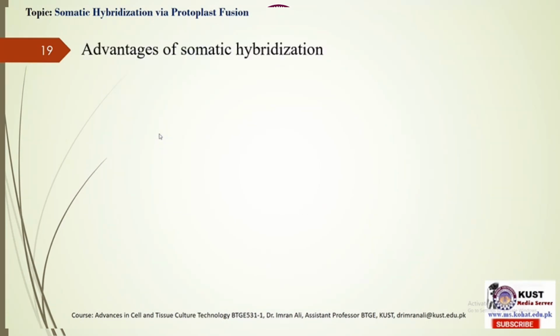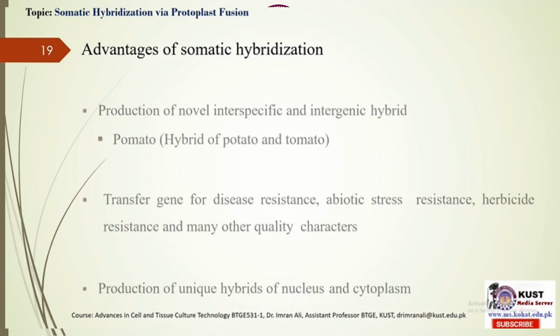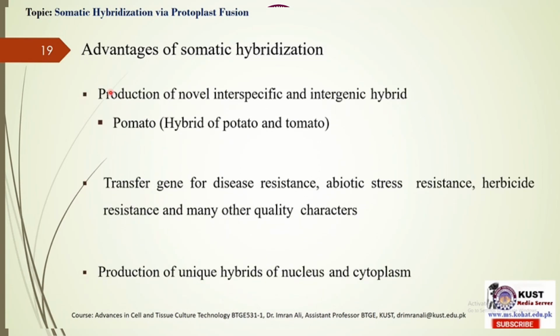Now let's move towards the advantages of somatic hybridization. Somatic hybridization can be useful in the production of novel interspecific and intergeneric hybrids. For example, pomato, it is a hybrid of potato and tomato. It is also useful for the transfer of some agronomic traits, for example, disease resistance, abiotic stress resistance, herbicide resistance, and many other quality characters, and for the production of unique hybrids of nucleus and cytoplasm, known as cybrids.